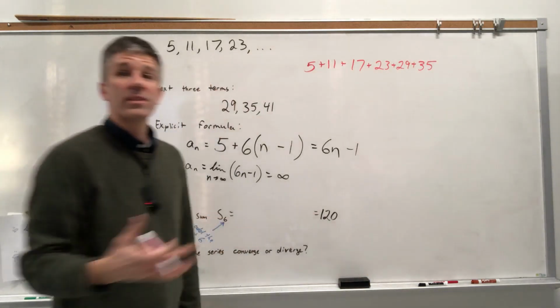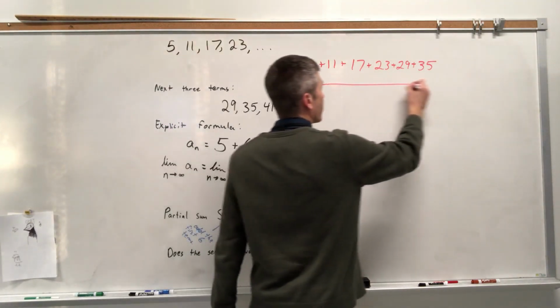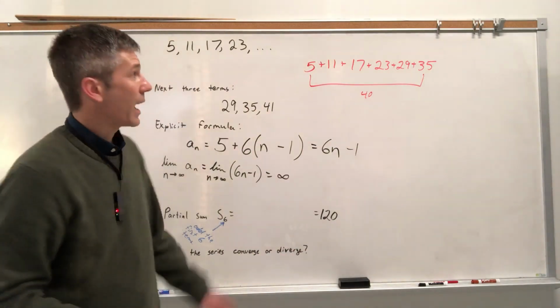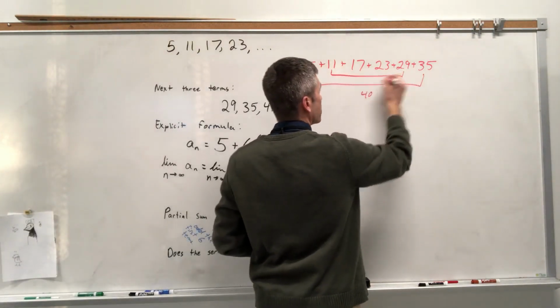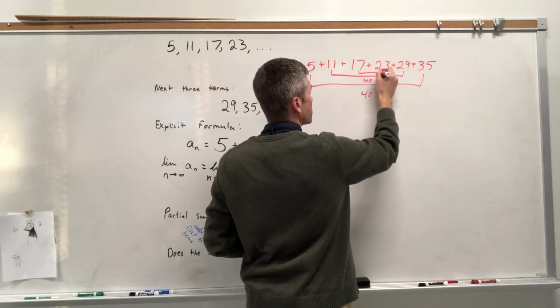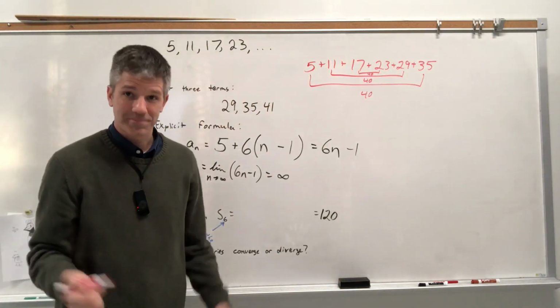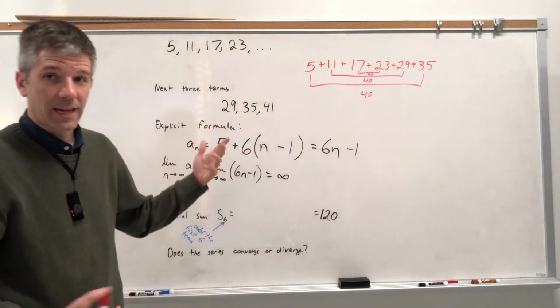Okay, all of these are 6 apart. So if I added 5 and 35, I'd get 40. But I would be adding 6 this way and subtracting 6 this way. So adding those is going to give me 40, and adding those is going to give me 40. So I just added 40 3 times. Okay? So I really just have 40 times 3.